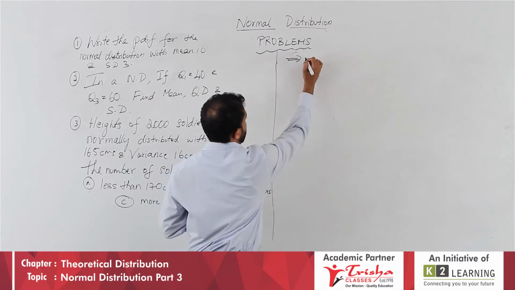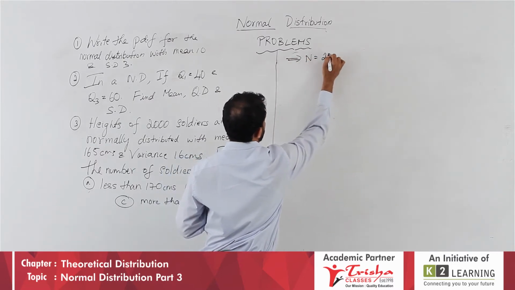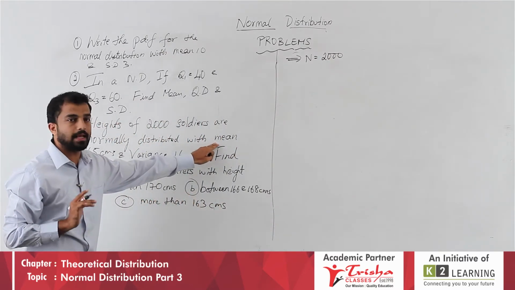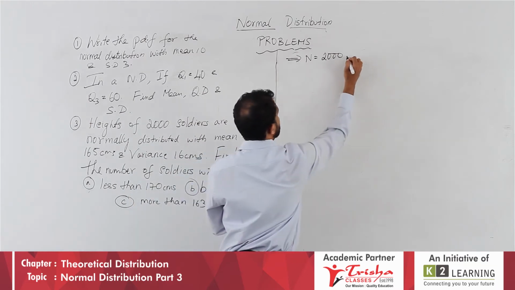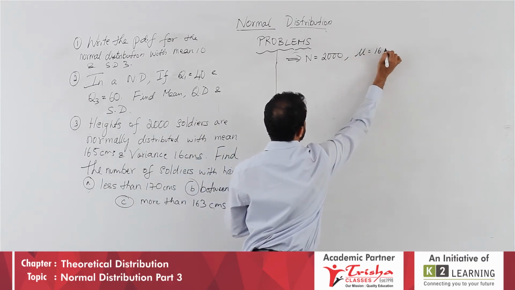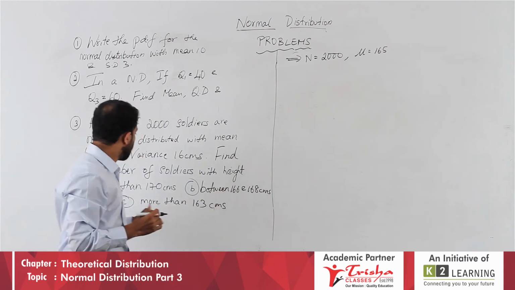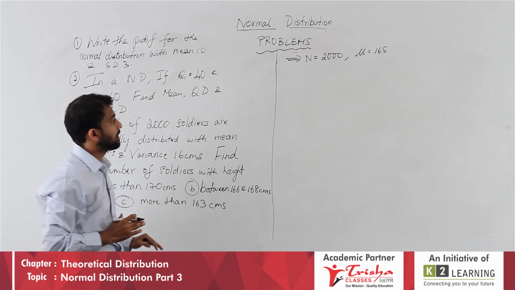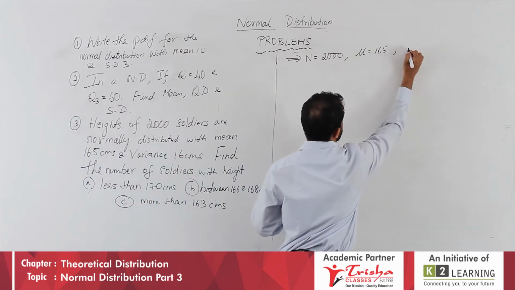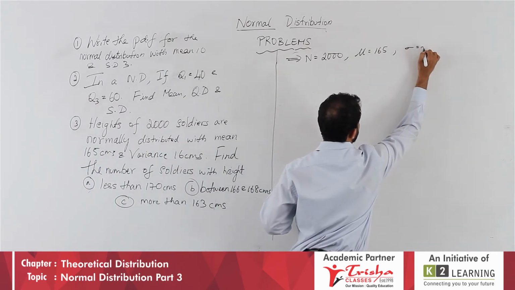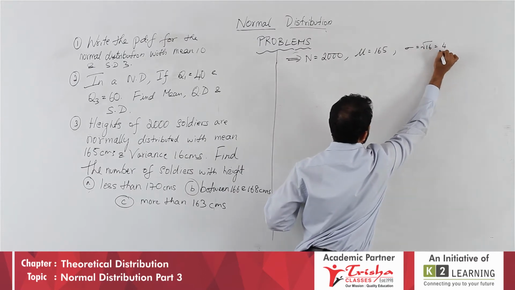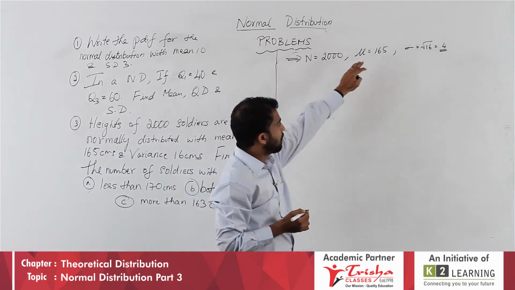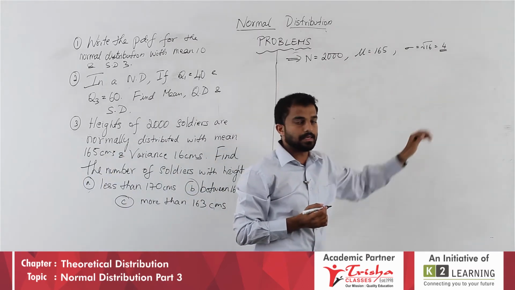They have given capital N, which is 2000 soldiers. Then they have given us mean, and according to normal distribution, mean is mu, which is 165 centimeters. Then they have also given us variance 16 centimeters. If variance is 16, students, standard deviation will be square root of 16, which is 4 centimeters. So we have got the data N, mu, as well as standard deviation.